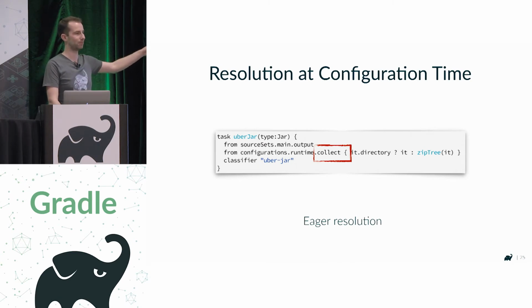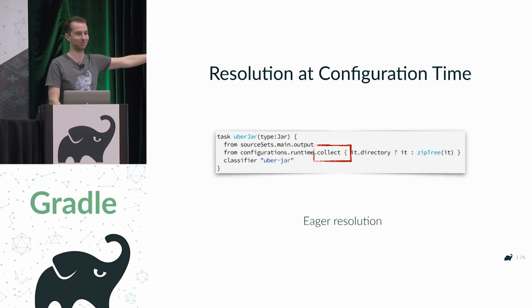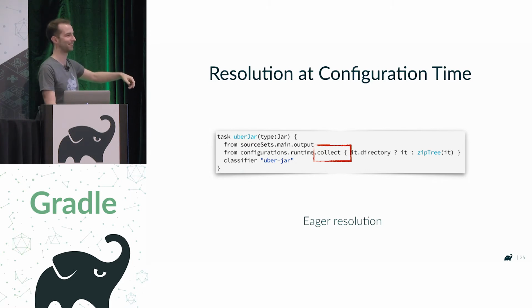Why is that wrong? Well, the Groovy collect method is not lazy. This is eagerly evaluating. So this is going to go at configuration time, resolve all my runtime dependencies, unzip them at configuration time, and then I'm just probably not going to run the uberjar task. I'm just syncing with IntelliJ, or I'm just calling Gradle help. So I've just did a bunch of downloads, did a bunch of unzipping, and then didn't use it. Terrible. So how do I fix it?